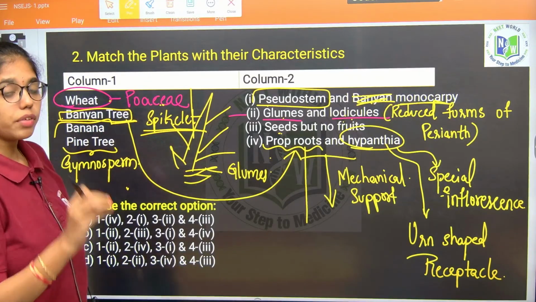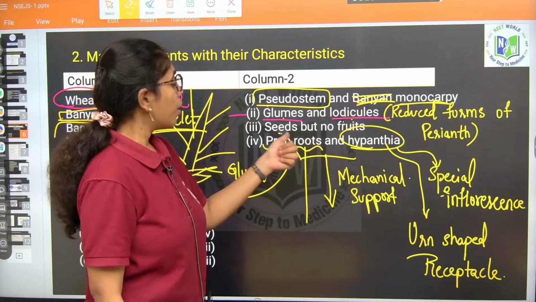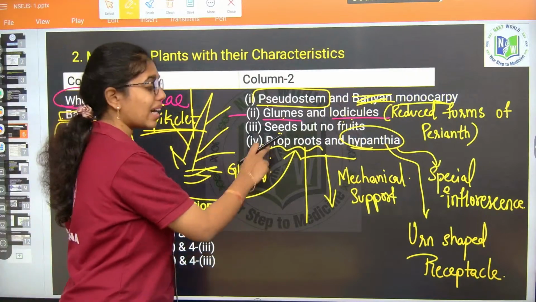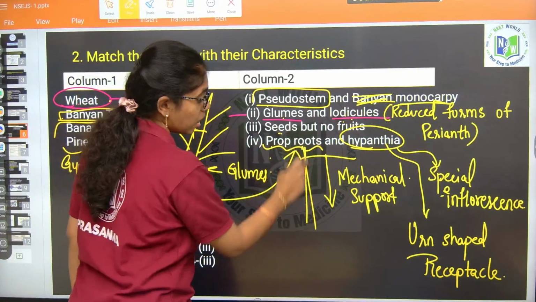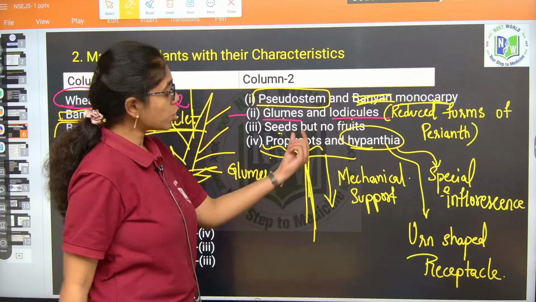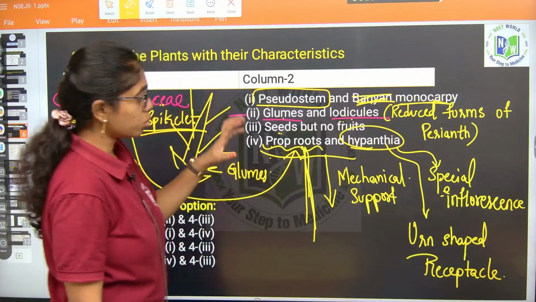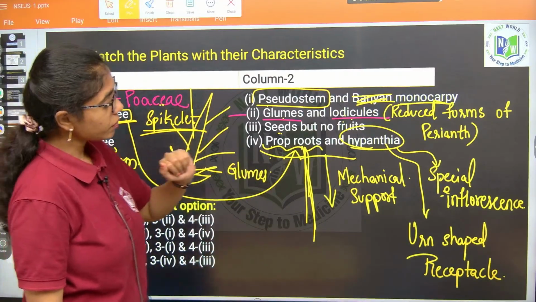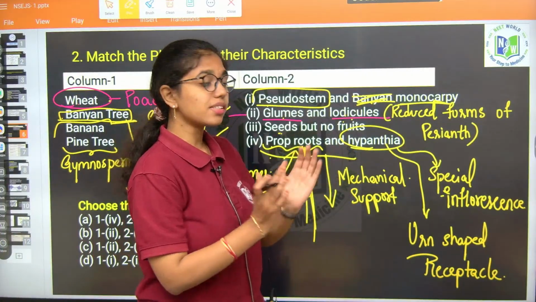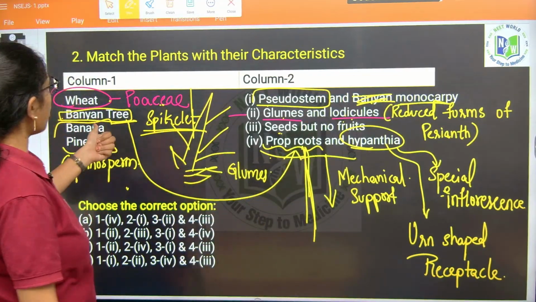Next, banyan tree. The characteristic features of banyan tree include prop roots and hypanthodia. Prop roots give mechanical support. Prop roots are also called pillar roots. They arise from the lateral branches towards the ground, growing positively geotropic, and they aid in mechanical support to the main plant. Hypanthodia, a special type of inflorescence, has an urn shaped receptacle. These two are the characteristic features of banyan tree.